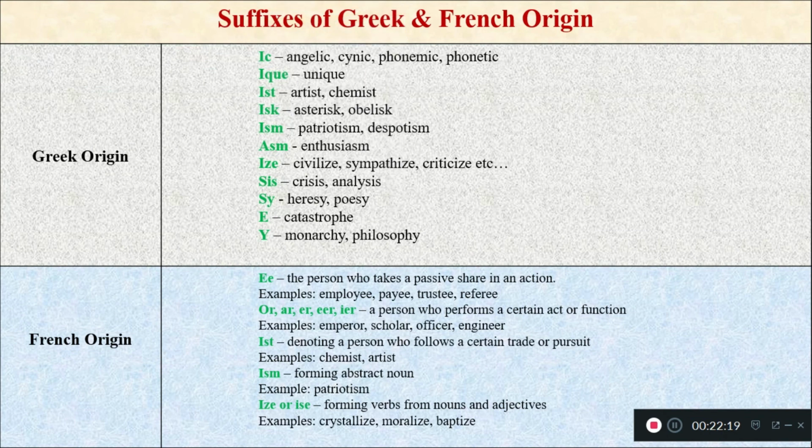Finally, here are some suffixes of Greek and French origin. Like the previous slides, you are suggested to pause the lecture and go through the examples. Many of the examples are very familiar to you and you often use them regularly.